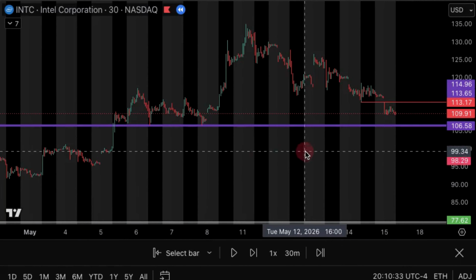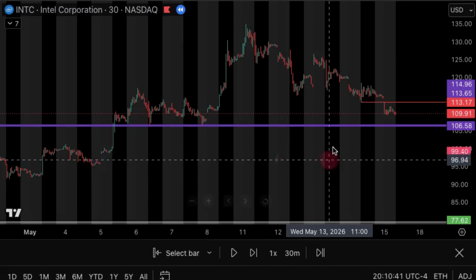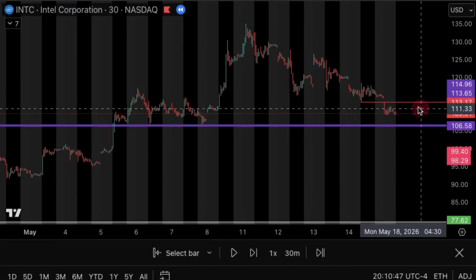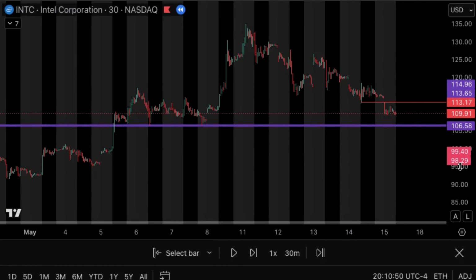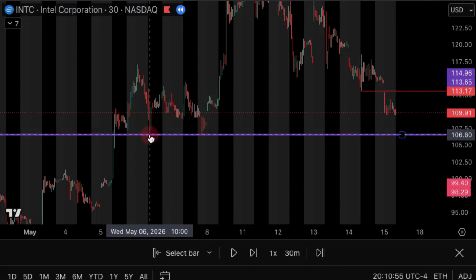And that was a level that I saw that had a lot of engagement with it. So that was a level of interest. So I wanted to make sure I had that marked off. Mainly because I didn't really want to get stuck into a trade entering around this level, slightly above it, and then bouncing off of it and possibly reversing, kind of like we did back here on May 6th.